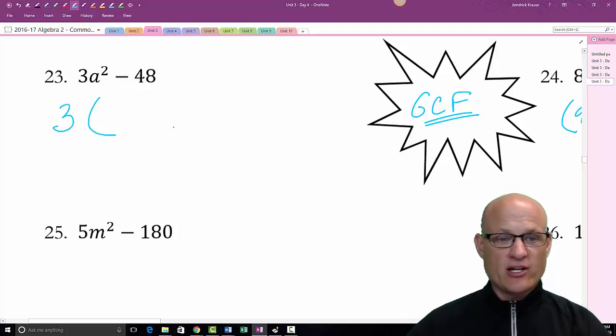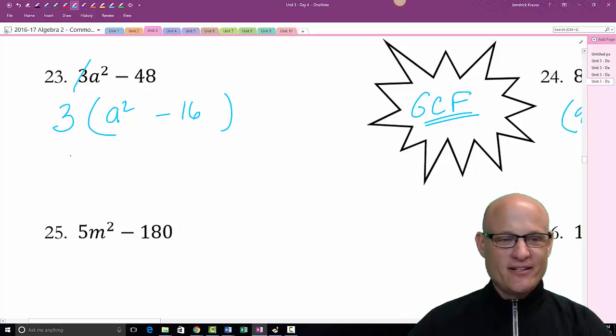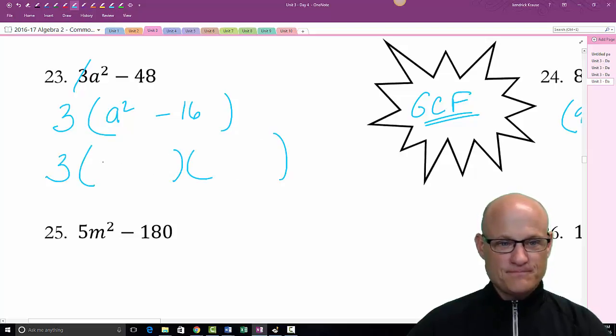So 3, and since I know I'm doing that, I better put a binomial. So take the 3 away, I'm left with a squared. And 48 divided by 3 is 16. Oh, dots. So don't forget, the 3's got to come along. A times A, 4 times 4, one's minus, one's plus.